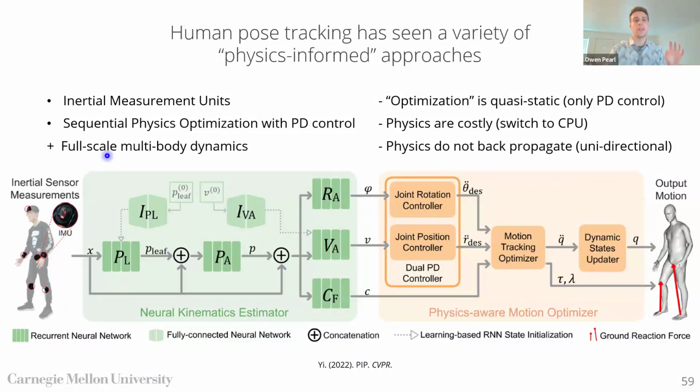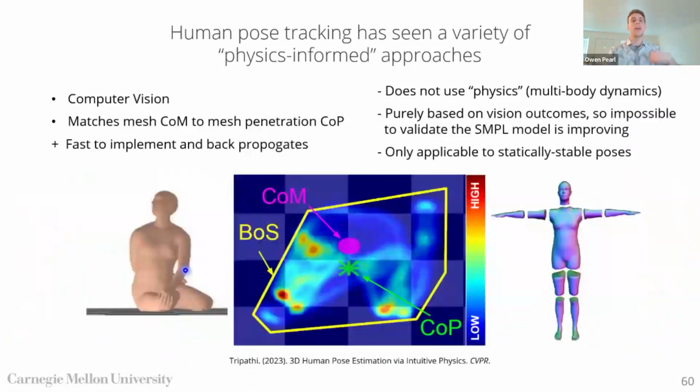One example uses inertial measurement units, these wearable sensors, uses a neural network to predict kinematics, and then uses full-scale multi-body dynamics of a biomechanical model to track that data and try to smooth it out. This is cool because it uses full-body dynamics, but the limitation is that these dynamics don't back-propagate and update the weights of the model. It's only one-directional.